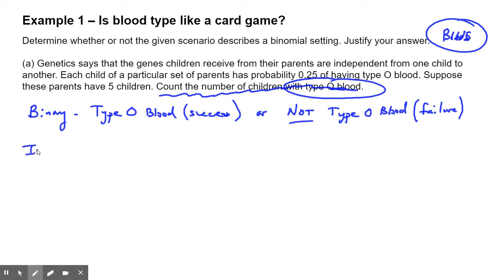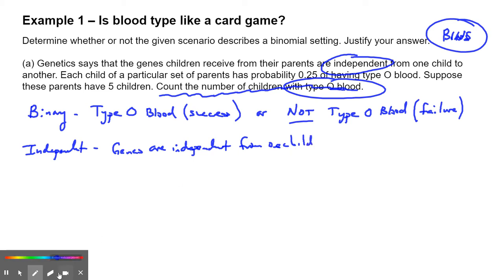Next, I for independent. Up here, it says genes children receive from their parents are independent from one child to another. So again, you're just going to write down some phrase that makes this. So we're going to say genes are independent from one child to another. Okay, so they are independent.